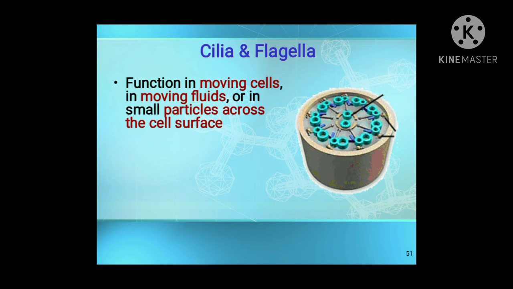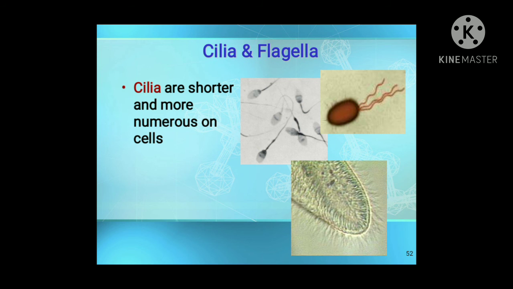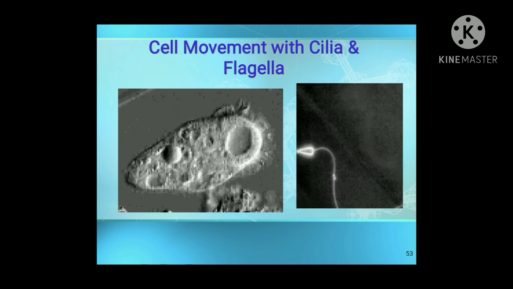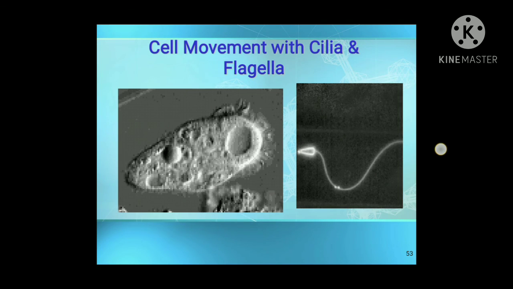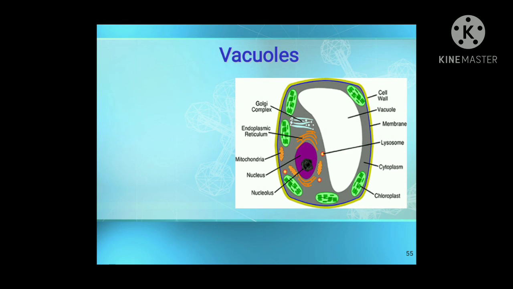Cilia and flagella function in moving cells, moving fluids, or moving small particles across the cell surface. Cilia are shorter and more numerous on cells, while flagella are longer and fewer. Now let us see the cell movement with cilia and flagella. Cilia are moving away dust particles from the lung.